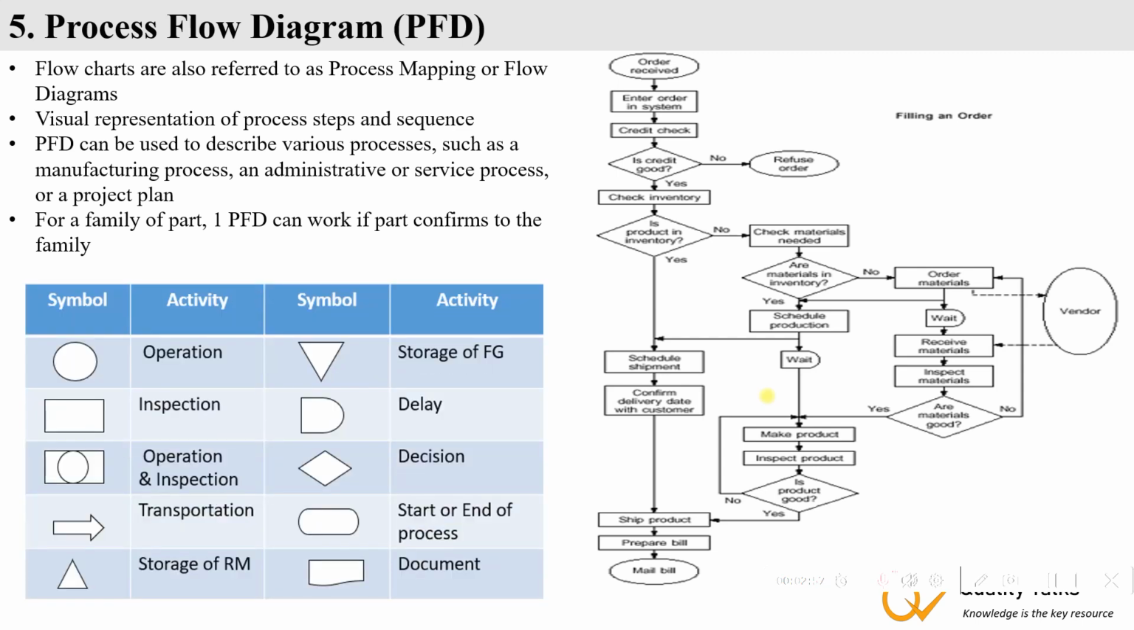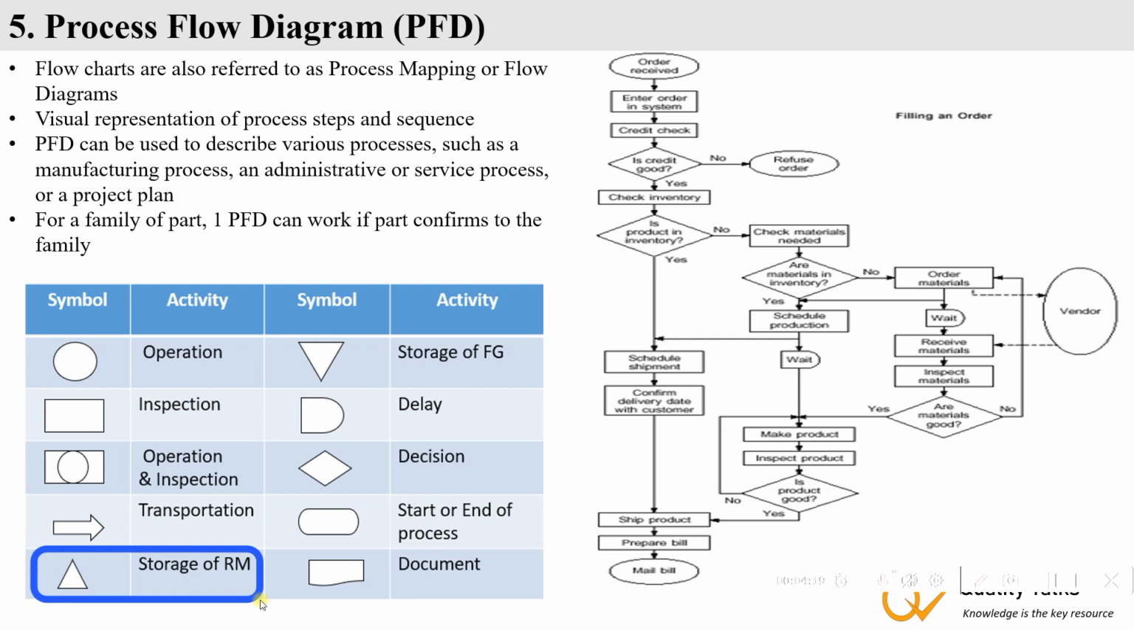Here are some basic symbols to represent different steps or operations in a process. A circle represents an operation. An operation means where value is being added. A rectangle means inspection is being done. It means something is being checked over the part or operation. A circle within a rectangle shows operation and inspection process are going at the same time. Arrow mark shows transportation.